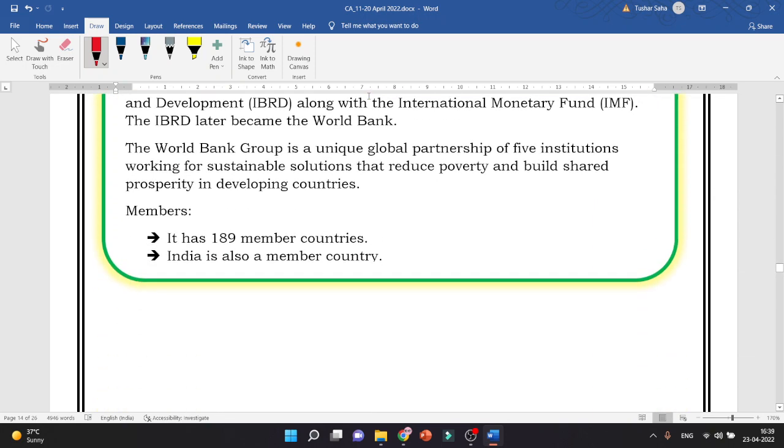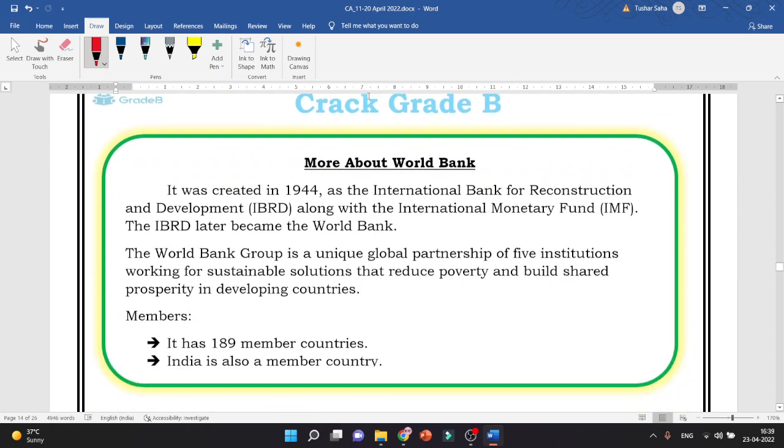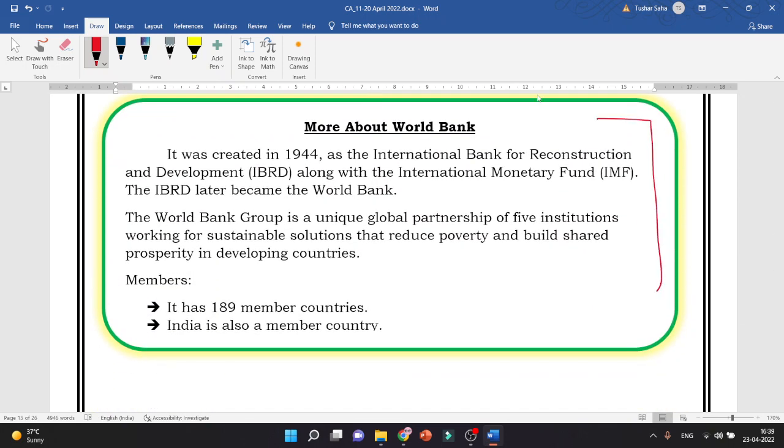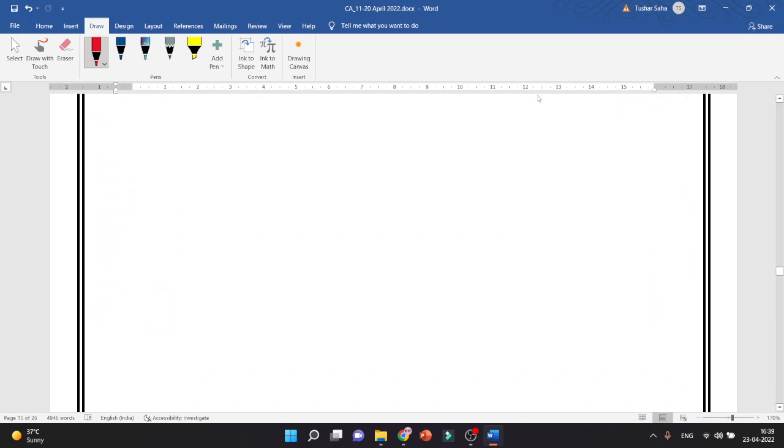Now you see the World Bank, the World Bank static part is also there, which you can read.